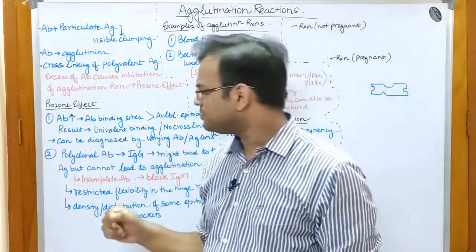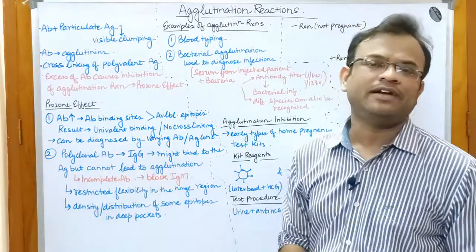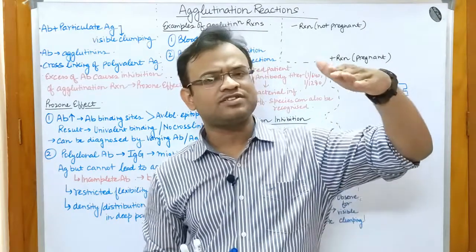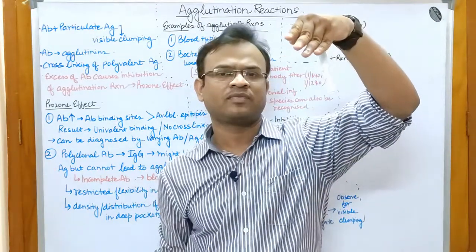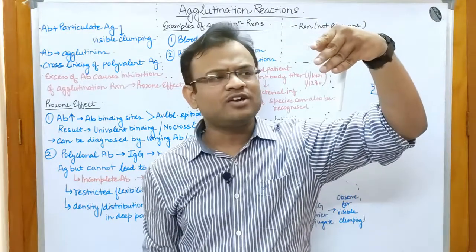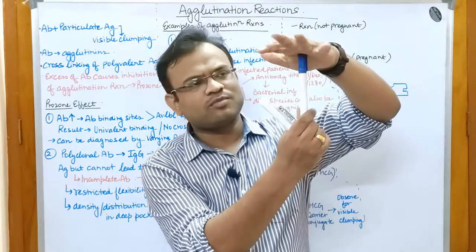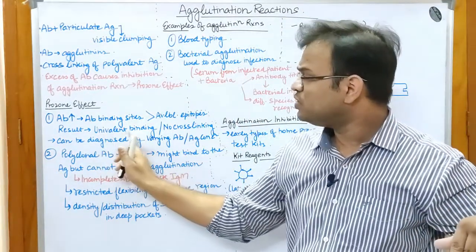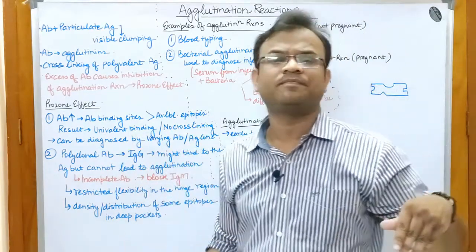What would be the result? The result would be univalent binding. What does that mean? Suppose this is an antigen, it would be bound by this antibody only. So why do we care? It has bound, right? This antibody has bound to this antigen. But I'm saying that there would be univalent binding, and no cross-linking would be seen.